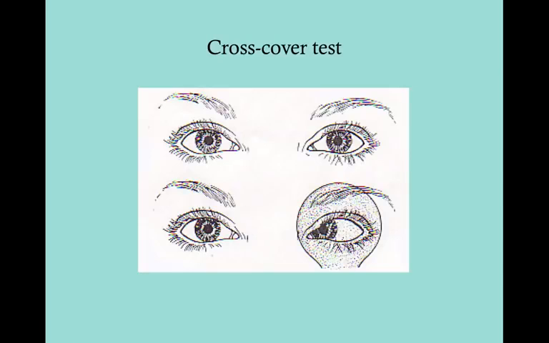The cross-cover test, on the other hand, what we're looking at is the eye that's underneath the cover right after we uncover it. So the eyes look normal to begin with. We cover up the left eye, and the left eye has now moved into an esotropic position. Once we uncover the left eye and cover the right eye, we should be able to note this left eye moving from an esotropic position into a normal locked-on position.